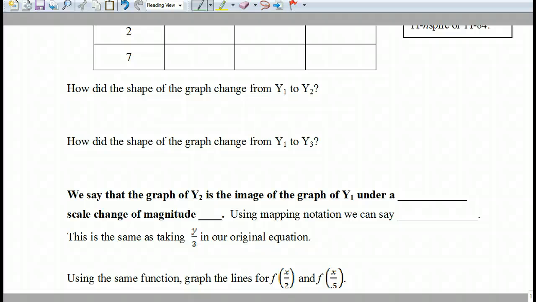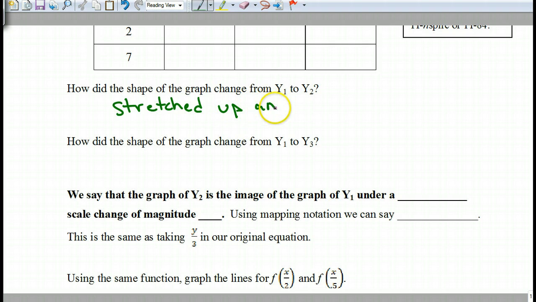Okay, so how did the shape change in the graph from y1 to y2? What did it do again? It stretched up and down, right? Yep. Okay, and how did it change from y1 to y3? It smooshed down.